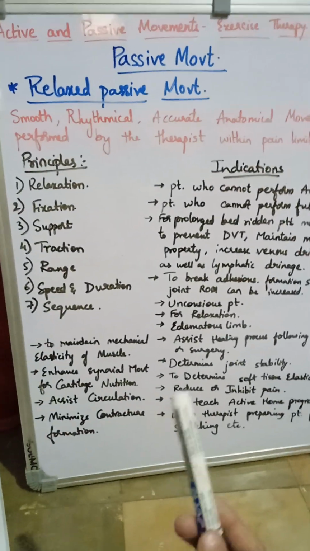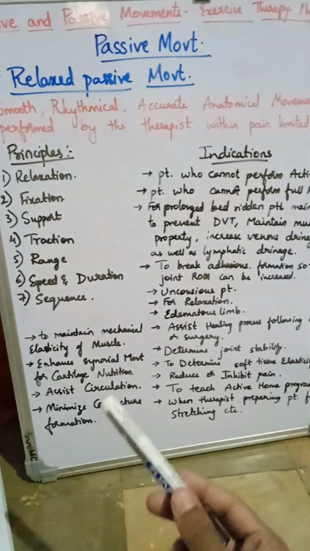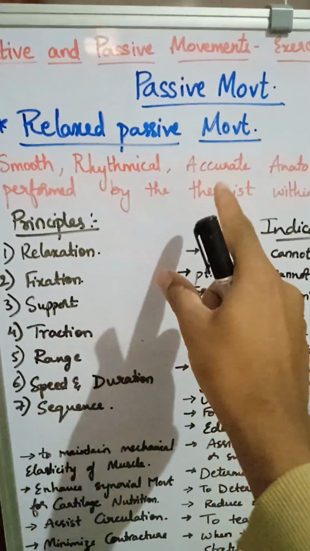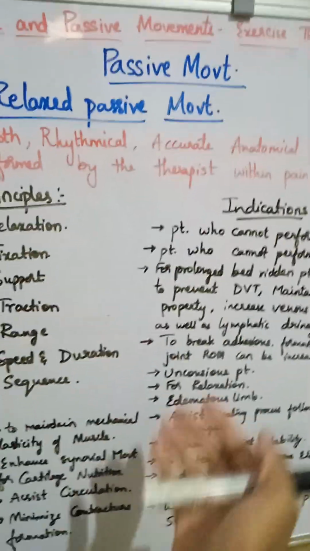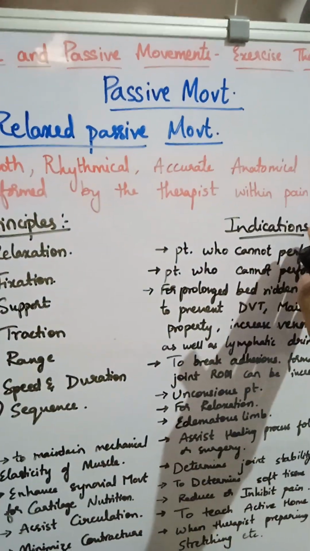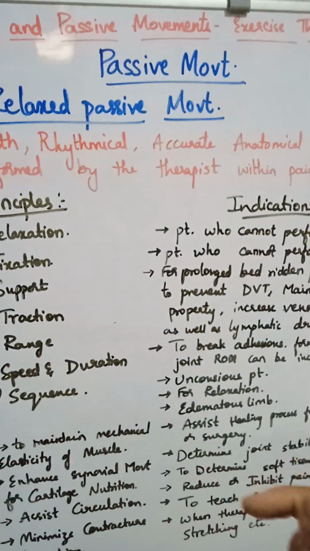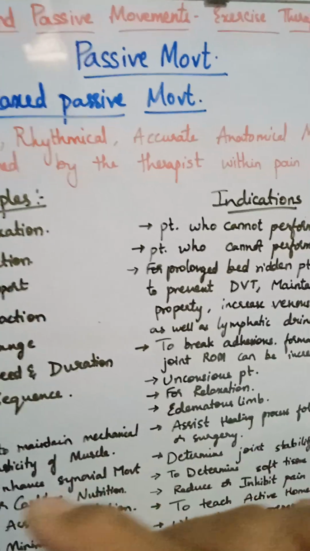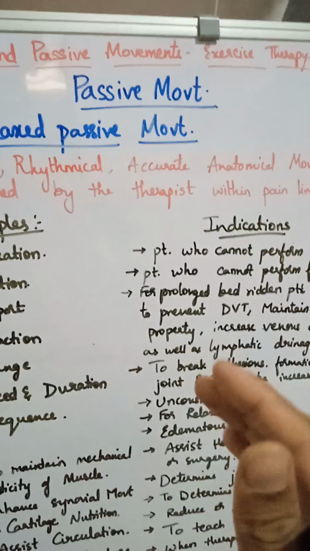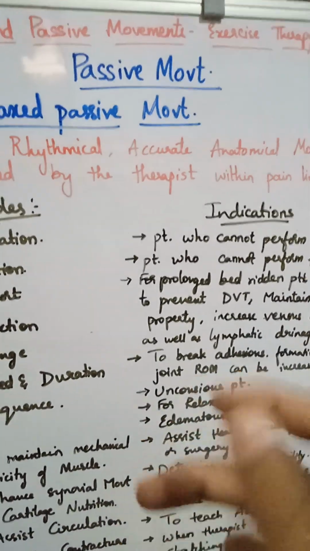Relaxed passive movement is nothing but a smooth, rhythmical and accurate anatomical movement which is performed by the therapist within the pain limited range. The anatomical movements are nothing but flexion and extension. They are normal movements which are done by the therapist within the pain limited range. If the patient is getting pain, the therapist should stop the procedure. These are smooth rhythmical movements and should be done in the same range. The therapist should have good knowledge about the anatomical movements, the structures, the joint movement, the joint play, etc.